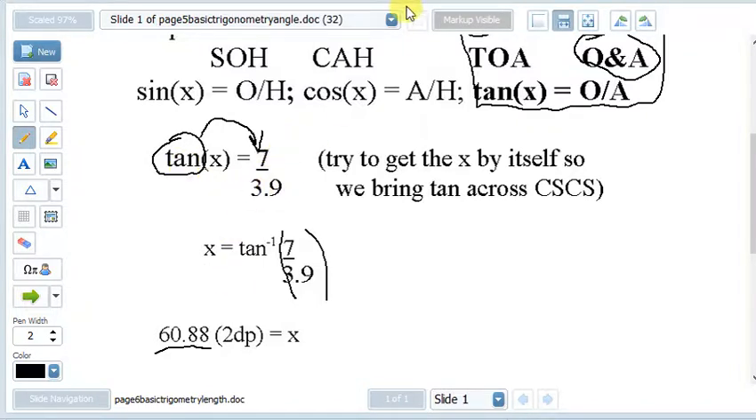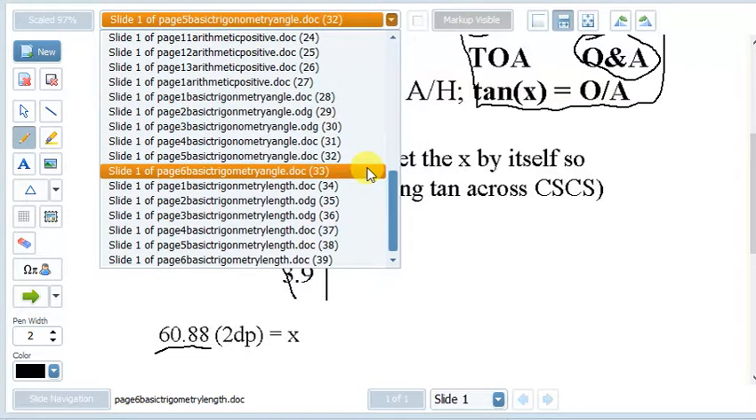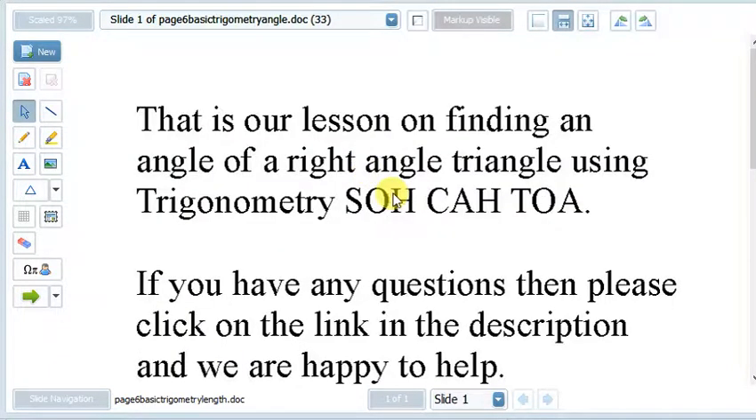Okay, so well done if you managed to get those correct. And that is our lesson on finding an angle of a right angle triangle using trigonometry, SOHCAHTOA. Just a quick recap, you need 2 lengths in a right angle triangle to find the angle.